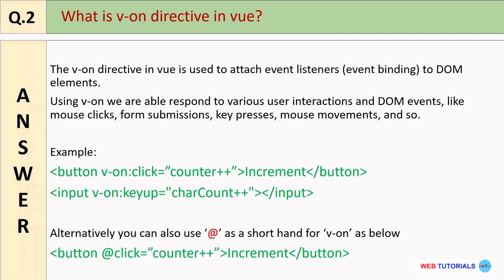What is v-on directive in Vue? The v-on directive is used to attach event listeners to DOM elements. This is also called event binding. Using v-on, we can respond to different user actions and DOM events like mouse click, key press, mouse over, mouse leave, form submissions, and so on. You can use @ as a shorthand syntax for v-on.